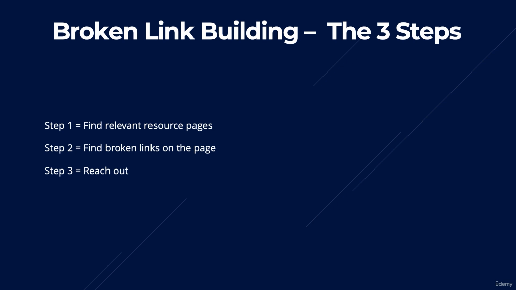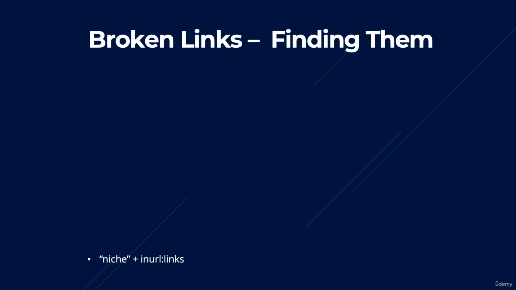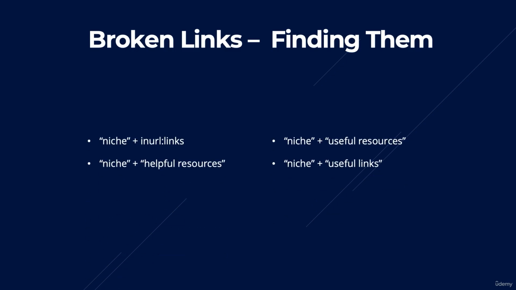So let's look at step 1 in a bit more detail. I'm going to go through this very quickly as I've gone through this already in the last video. However, as you can see, we use Google search operators to find resource pages. It's exactly the same process and we use exactly the same Google search operators as we used before in the resource link building video. So it's time for a live example. So let's go over to Google and find some resource pages.